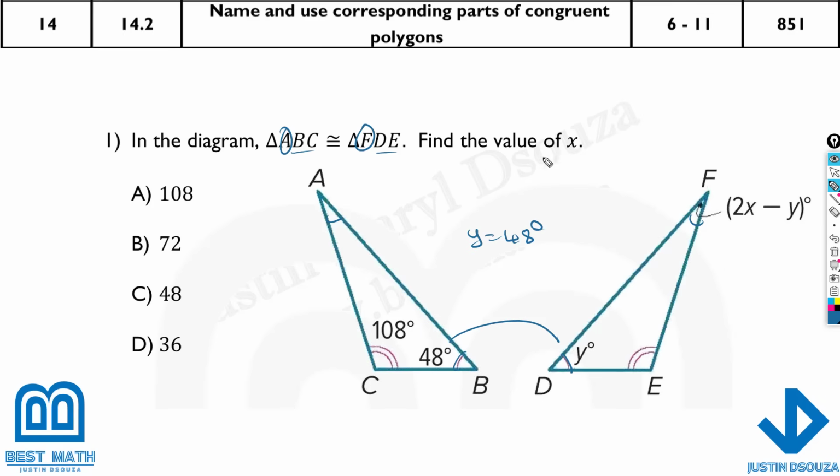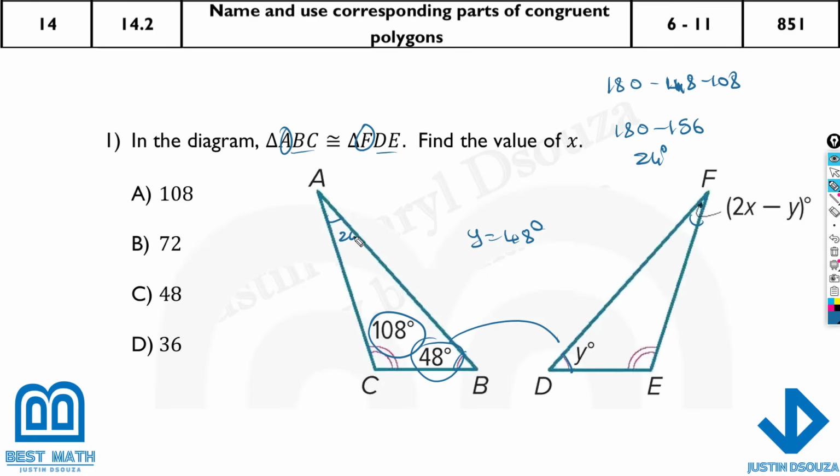But that is not what we need to find. We have to find x. And lastly, we have C and E that are equal. Now here they have told us F is 2x minus y. But we know what y is. That's 48 degrees. What is A exactly? This is 108, this is 48. So what's the remaining angle? You can do 180 minus 48 minus 108. So this will be 156, so 180 minus 156 will be 24 degrees.